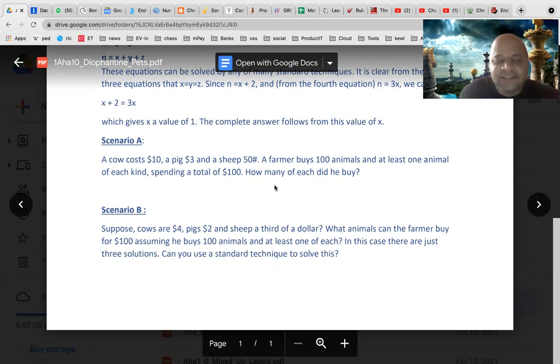Anyone else has done last Ahan or Sai Pranav? Sai Pranav, you are normally very quick on solving these puzzles. You didn't? Did you do scenario A? Sir, I tried.